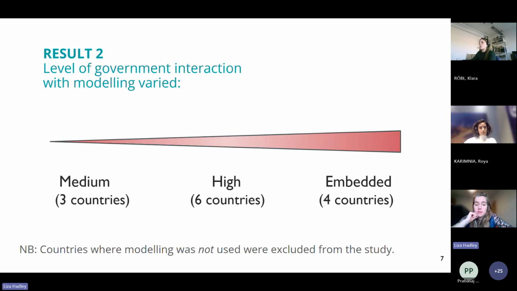Okay, and then on level of government interaction with modelling, we also saw quite a varied range there. So everything from kind of medium to high to embedded, and by embedded I mean situations where the modelling team was a full government entity. So all of the modelers would be government employees. Could be the Public Health Department or a sort of arm's length agency. And we saw this kind of range of different things and wanted to think about were there any sort of similarities we can draw across different countries.